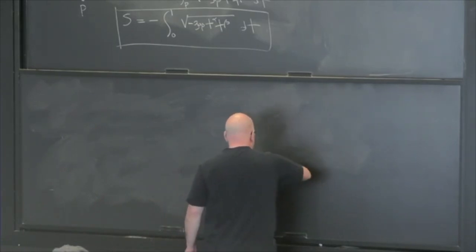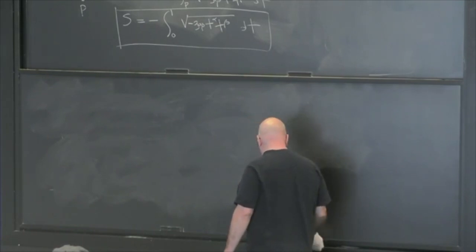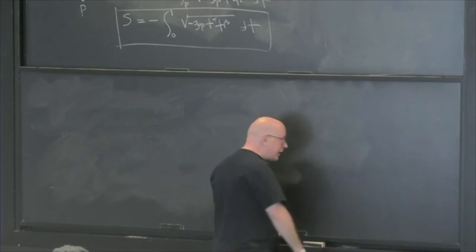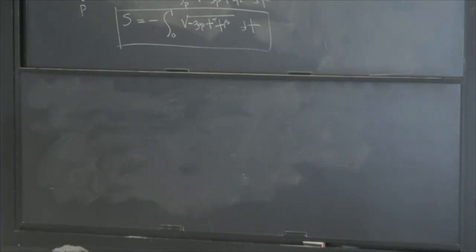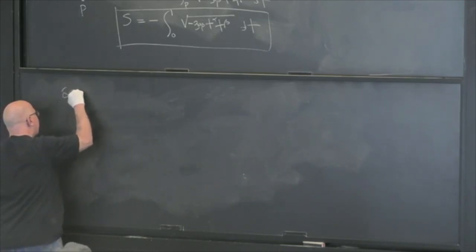Okay, so I'm going to do the variation from scratch. I'm not going to rely on the Euler-Lagrange equations. I'm just going to do the variation from scratch, and I promise you it's going to be very nice. Okay, so what do we mean by taking a variation of the action?